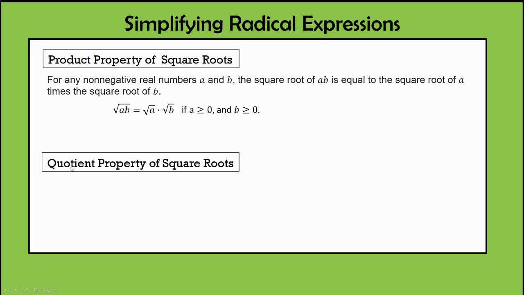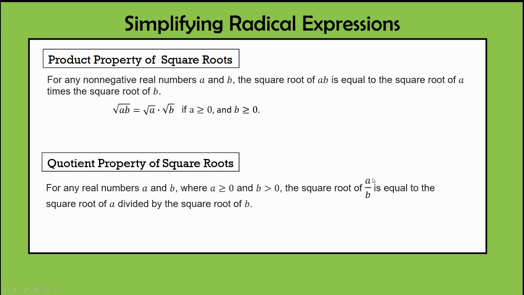The other property we have is this quotient property of square roots. And the quotient property, of course, quotient is telling you guys division. And division, again, is a fraction. So this just says that if I have numbers a and b, and I have the square root of a divided by b, I can separate that into the square root of a over the square root of b. And we've worked with this concept already, but we'll use it again today to help us simplify.